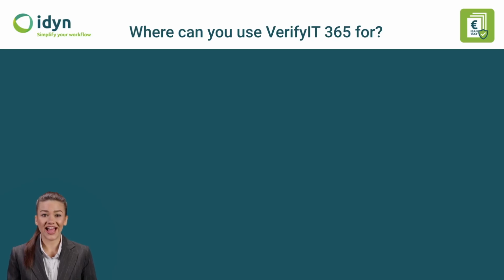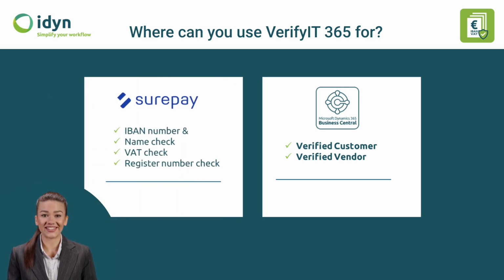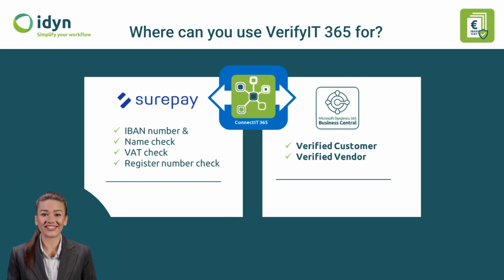Stop fraud by using our app Verifyit 365 in Business Central. With Verifyit 365, bank accounts of vendors and customers can be checked to see if they are valid and active. This check is done in the database of SurePay, where the customer and vendor are checked. This check is safely done with the app Connectit 365, where you can create interfaces with SurePay, which will return to BC whether the bank account number and name are active and correct.